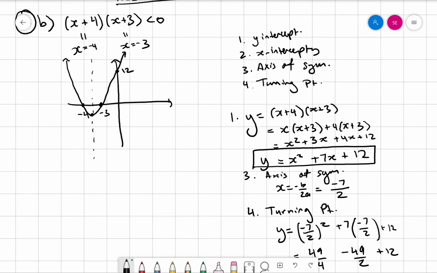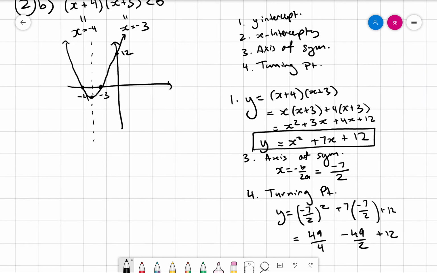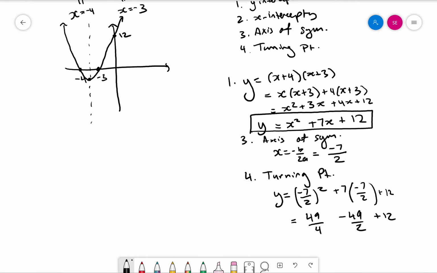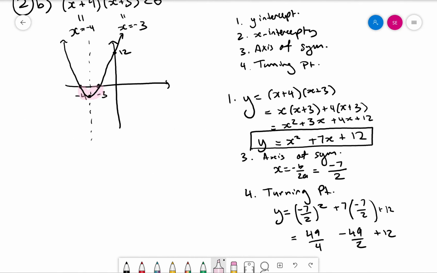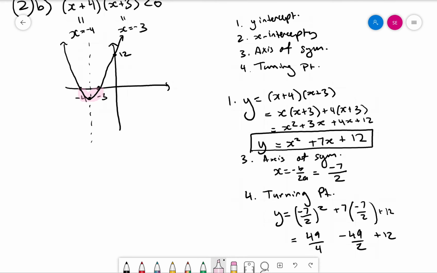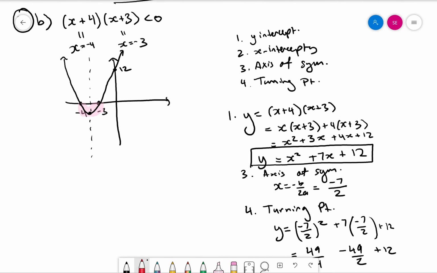Now we want to find for when it's less than 0. So it's less than 0 down here. And remember, since it's just less than and not less than or equals to, up here, it's not going to include the intercepts. So these will be empty circles.